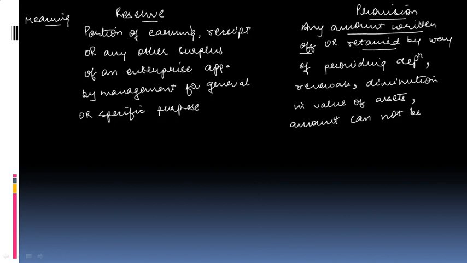For example, you have provision for bad debts. Are you sure how much bad debts are going to be there? No, you are not sure. Amount cannot be determined with substantial accuracy. Right? Now moving on to next.